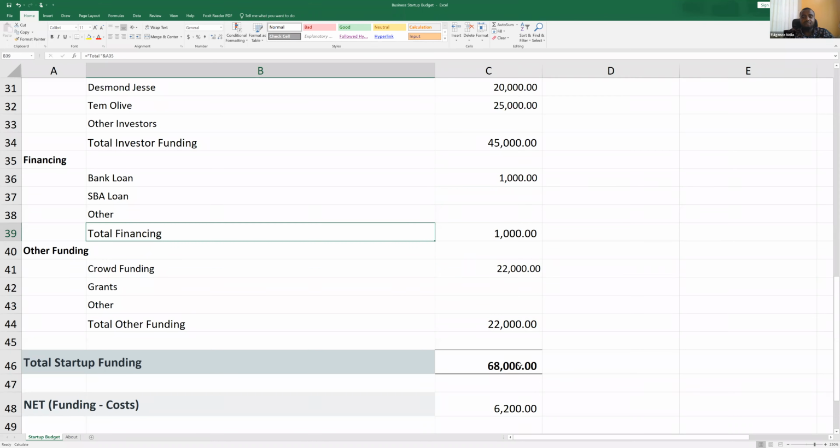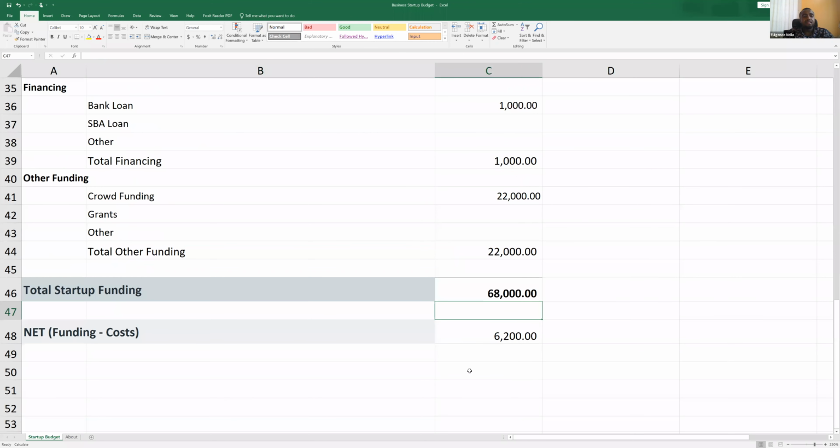So we are going to have the 68,000. Then we have the net. Basically, the net is the funding minus the expenses.